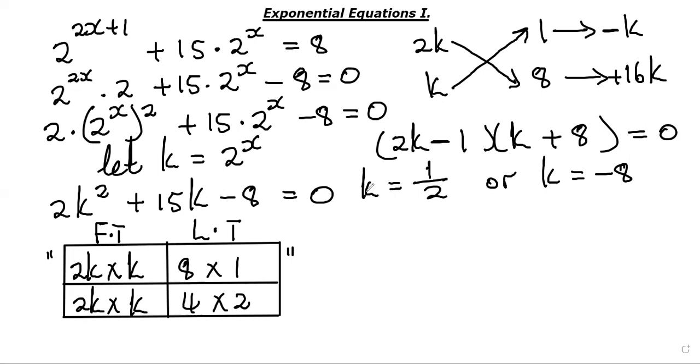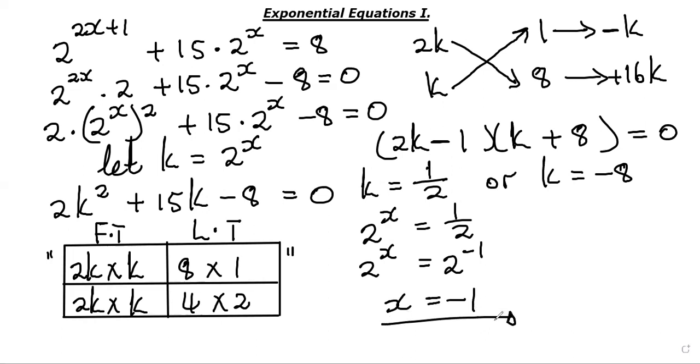But what is k? Well, k is 2 to the power x. And this is equal to half. But this is an exponential equation. And in order for you to solve for it, you have to make sure that the bases are the same. So you write half in negative exponential form. It's 2 to the negative 1. Well, the bases are now the same. So then we equate the exponents.